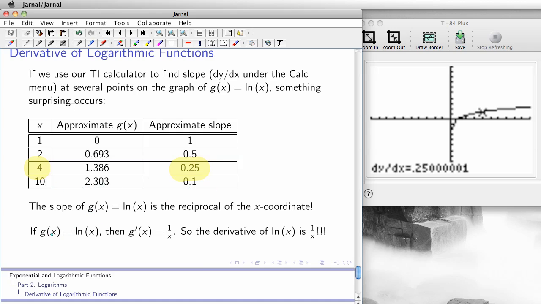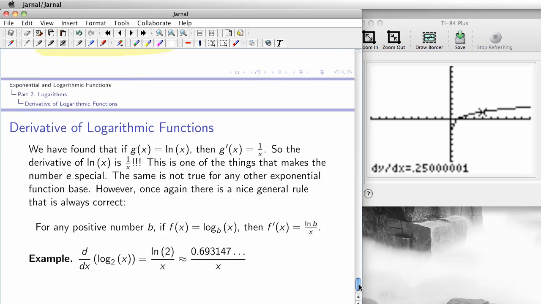So what we find is that if our function is ln of x, then the derivative function should just be 1 over x. The slope on this curve is always 1 over its x-coordinate. So again, even though we don't really care for ln of x, maybe from an algebra point of view, from a calculus point of view, having the derivative just be 1 over x, that's a very simple formula, much simpler than, for example, the derivative of the square root of x.